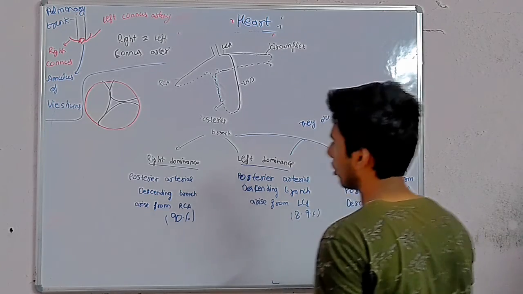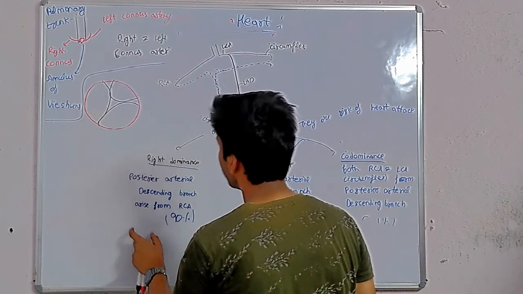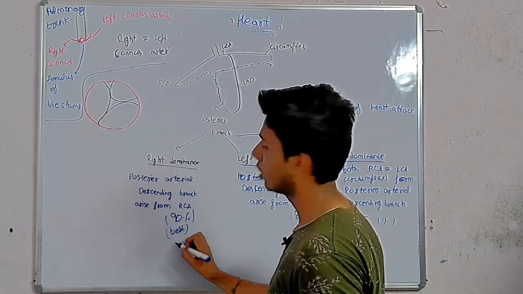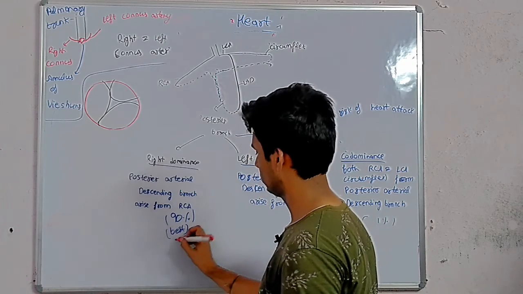So right cardiac dominance is best. It is the best and most common.